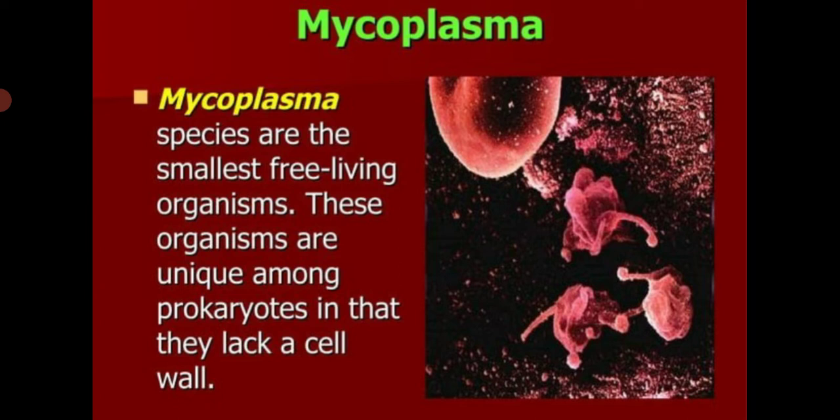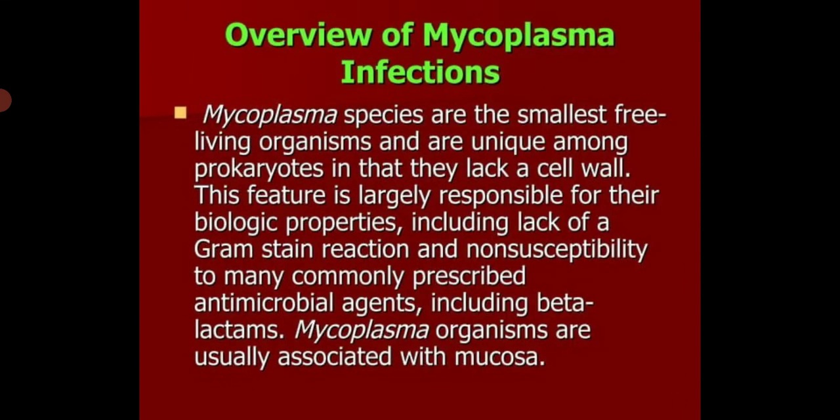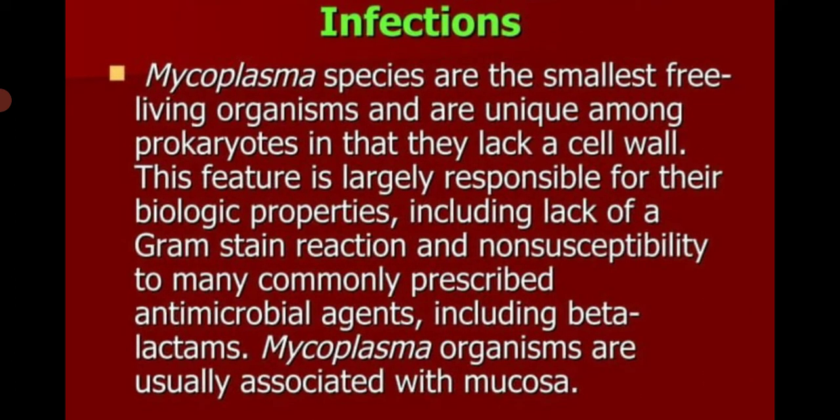Mycoplasma are free-living organisms. These organisms are unique among prokaryotes because they lack a cell wall. These are true bacteria which lack a cell wall. Because of lacking a cell wall, these organisms show pleomorphism. Their shape may be spheroid, granular, filamentous or rod. Mycoplasma species are the smallest free-living organisms.